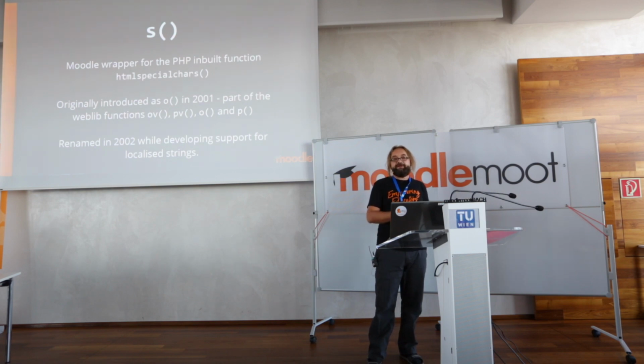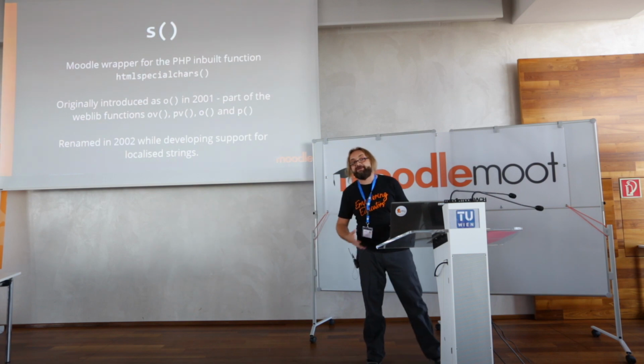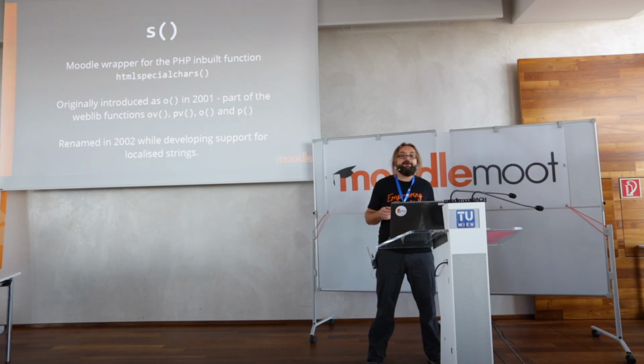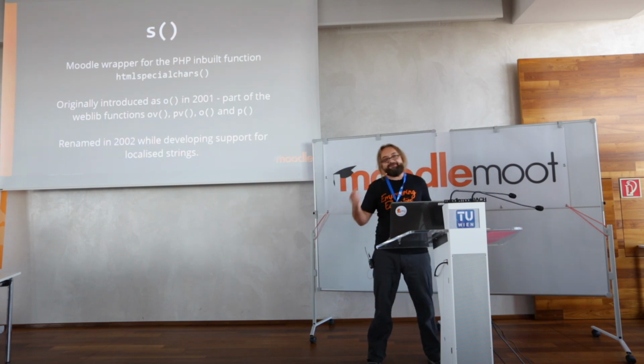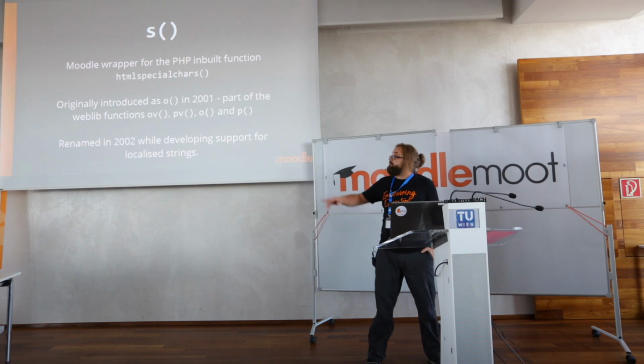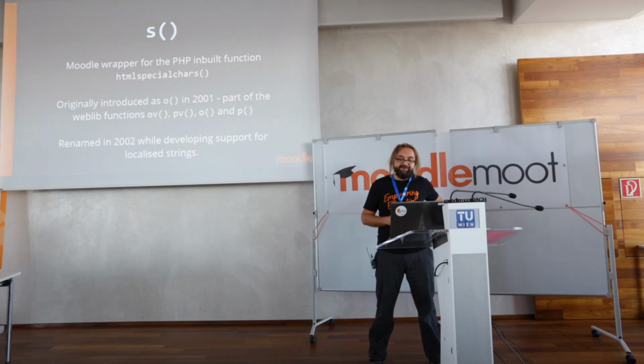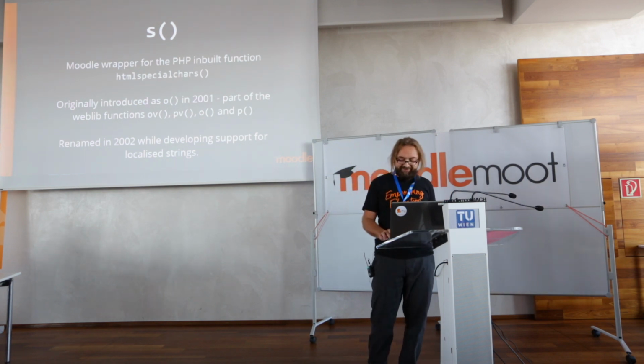Moodle, since the very early versions, has several helper functions that help us to output, and many of them are still used. One of the oldest ones is a very elementary s function, which was originally introduced as an o function and later renamed, in very early versions of Moodle. All these functions did things like output variable or print variable or output or print and things like that. And this is one of the remaining relics of these times. We can imagine that s is basically a Moodle wrapper around the standard PHP htmlspecialchars function that basically replaces HTML special characters like these brackets with HTML entities, and quotes and things like that.